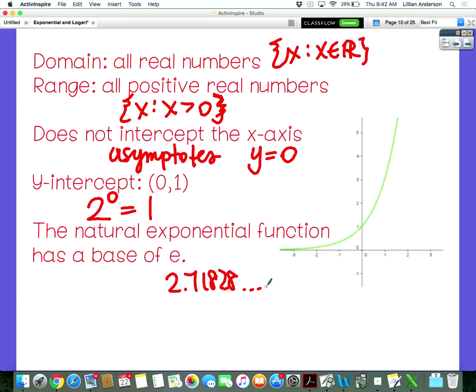Which way? Down or up? What about left and right? Is that going to change your range? Will that change your domain? No. Domain's always going to be all real numbers. Okay?